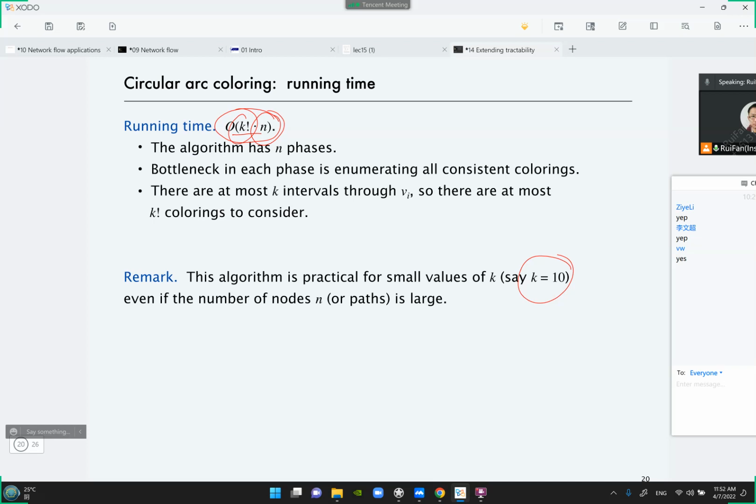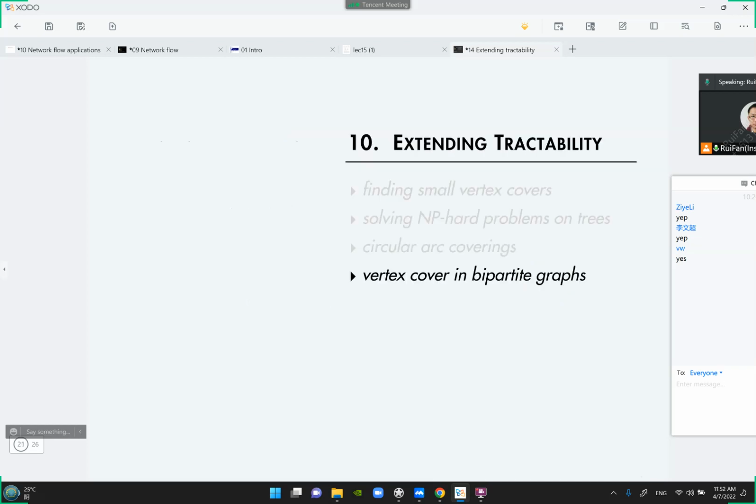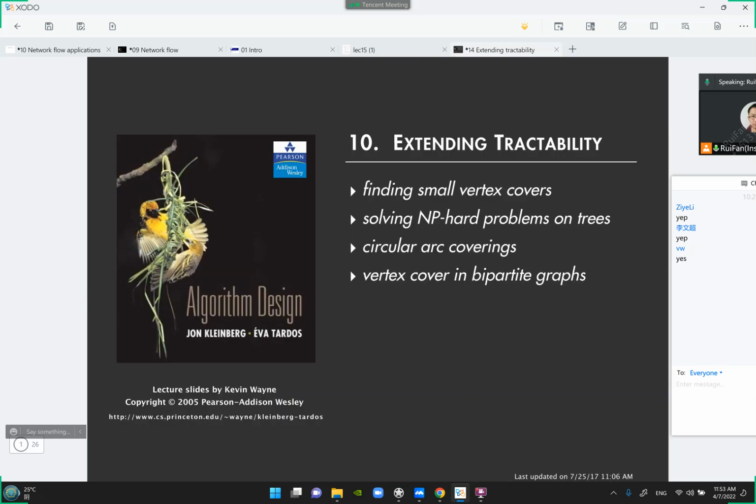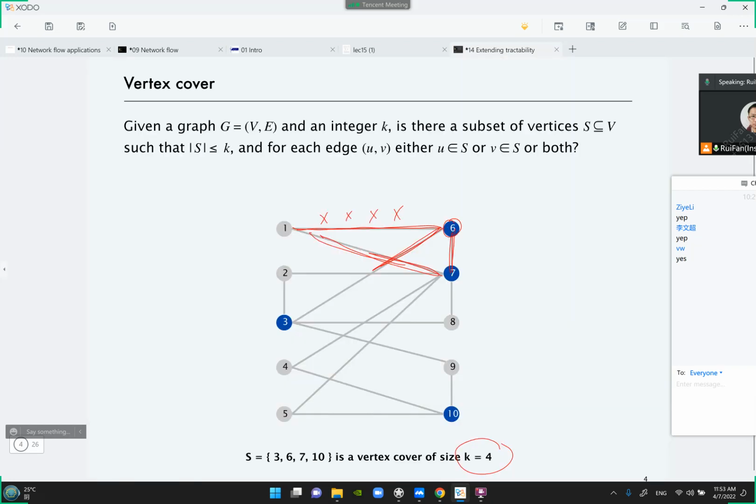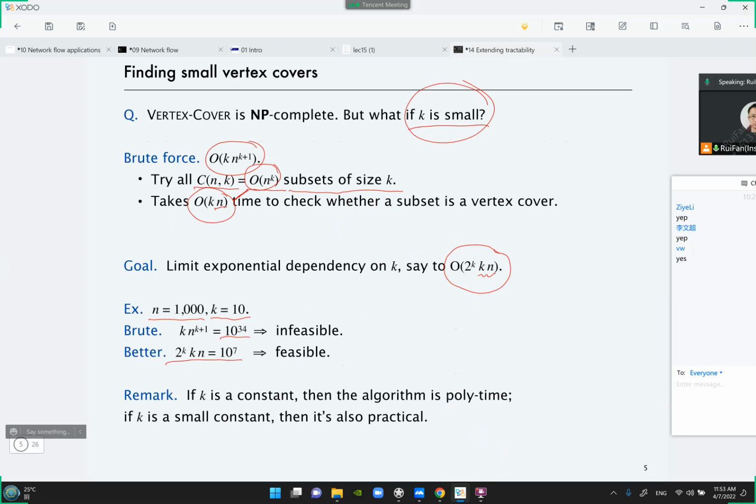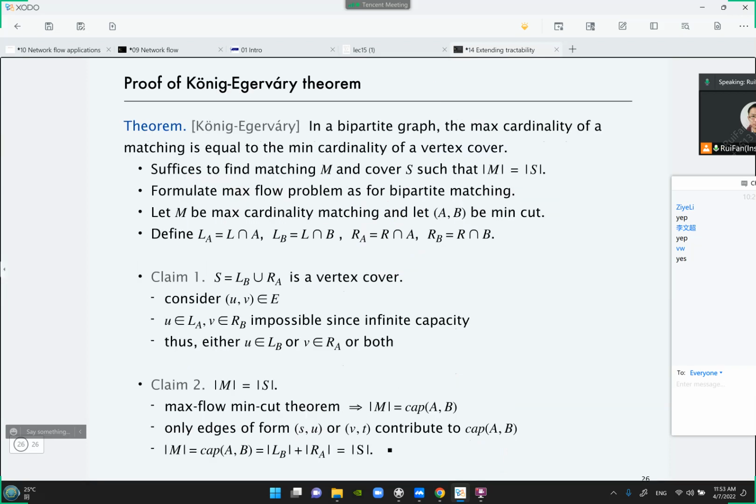Okay, so I don't have time to go through the final problem. This is again a vertex cover problem, but in this case we're going to focus on a special type of graph. So we saw vertex cover at the very beginning, right? And there we allowed ourselves to have any graph, however you consider only small vertex covers.